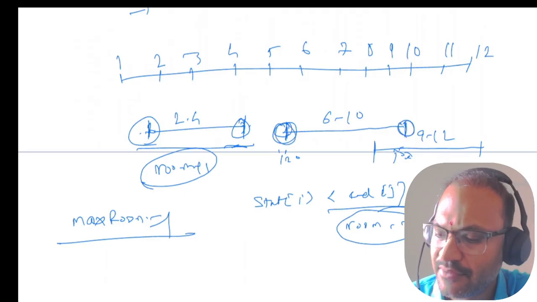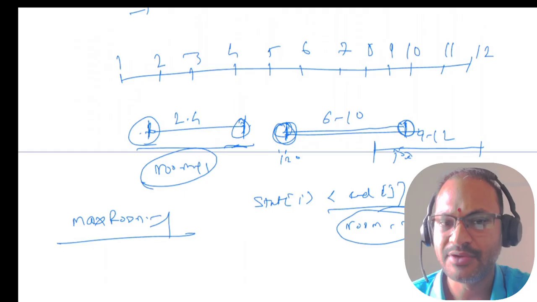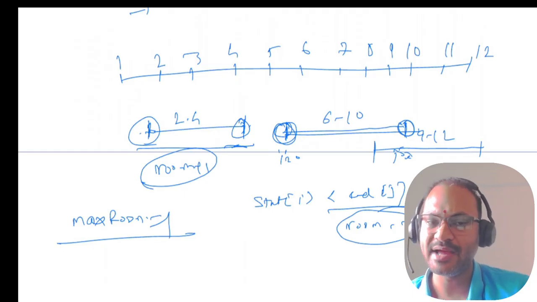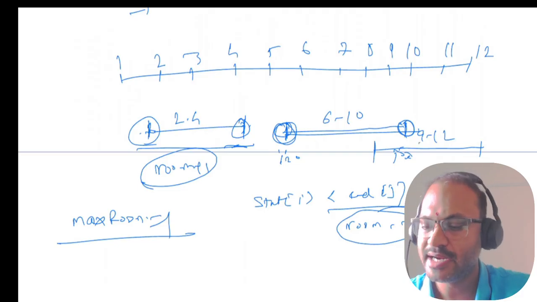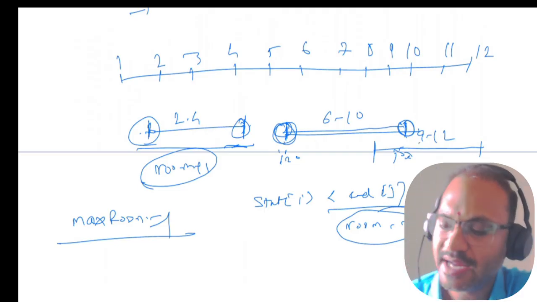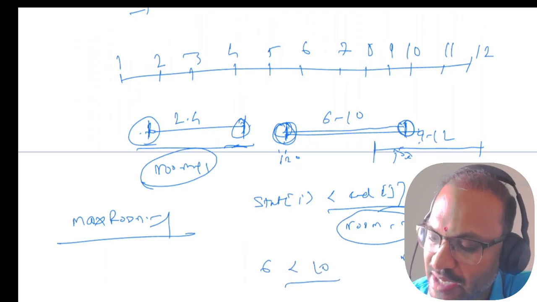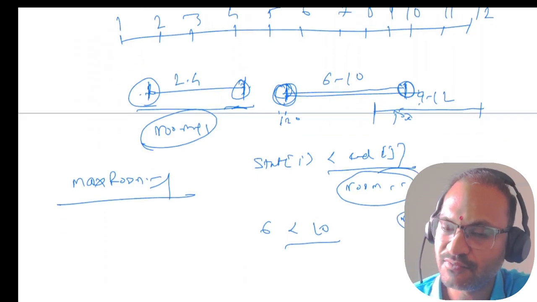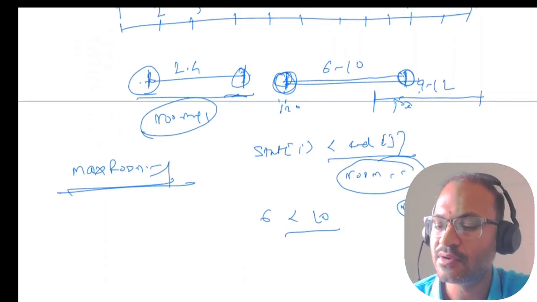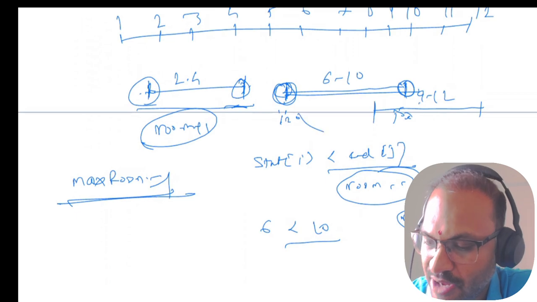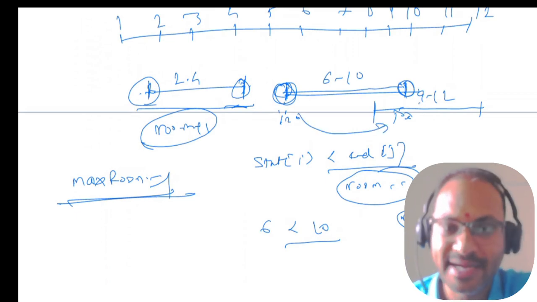So I will do the comparison again, right? When we do the comparison, i was here, j is here. For example, 6 is less than 10, yes it is. So my room count will increase by 1, and once it increases, I again set the maximum count. Now I will move my i to the next interval.